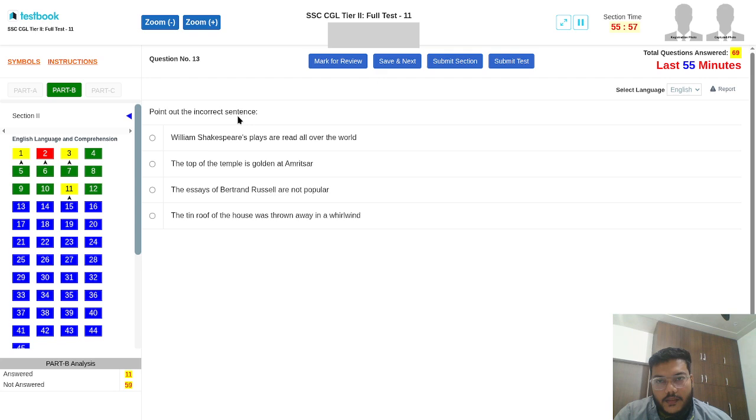Point out the incorrect sentence. William Shakespeare's plays are read all over the world. The top of the temple is golden. The essays of Bertrand Russell are not popular. The tin roof of the house was thrown away in a whirlwind. The top of the temple is golden. This one is wrong.